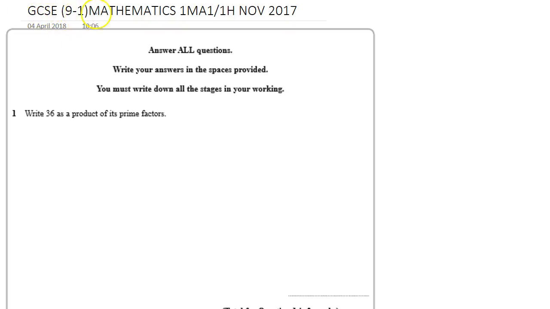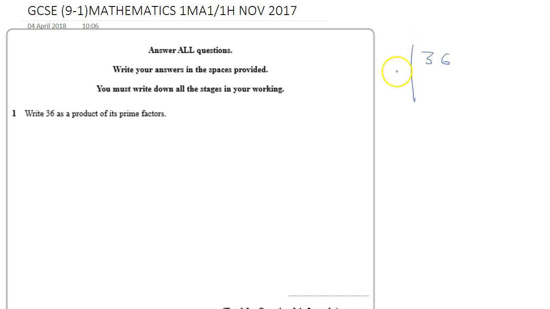This is GCSE 9-1 Mathematics 1MA1, November 2017, 1H. Question number 1: write 36 as a product of its prime factors. We can do it this way.